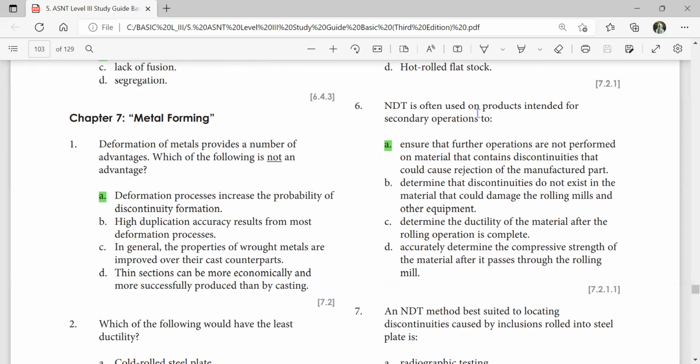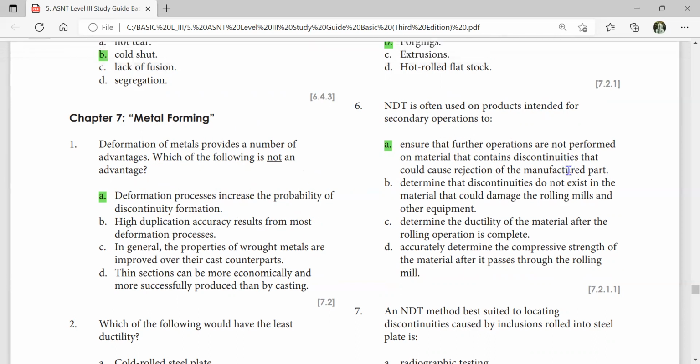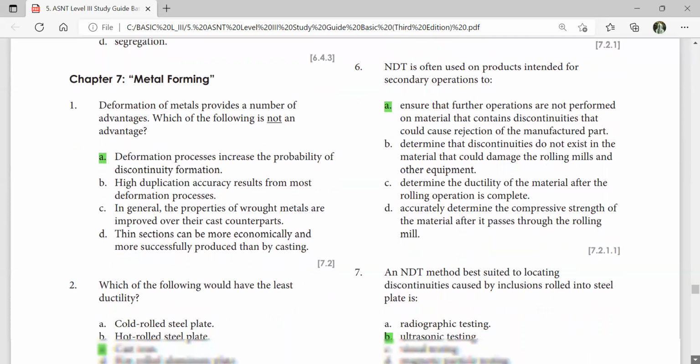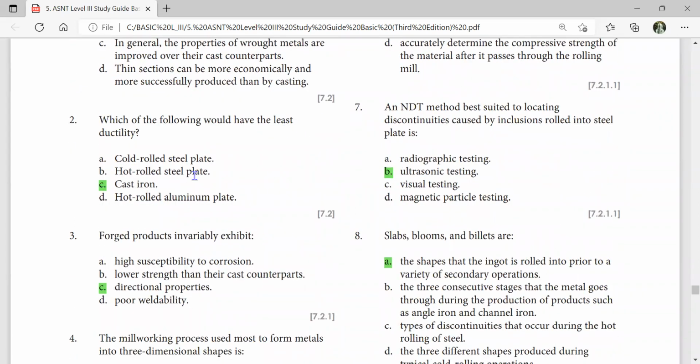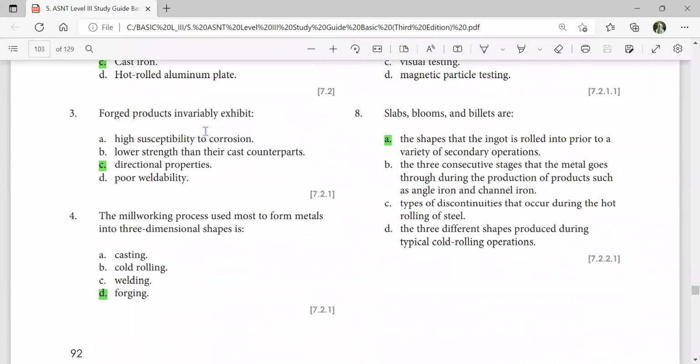NDT is often used on products intended for secondary operations to ensure that further operations are not performed on material that contains discontinuities that could cause rejection of the manufactured part. Which of the following would have the least ductility? Cast iron. An NDT method best suited to locate discontinuities caused by inclusions rolled into steel plate is ultrasonic testing. Forged products invariably exhibit directional properties. Slabs, blooms, and billets are the shapes that an ingot is rolled into prior to a variety of secondary operations. The mill working process used most to form metals into three-dimensional shapes is forging.